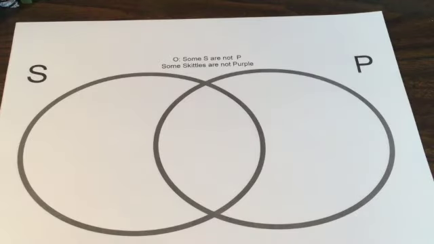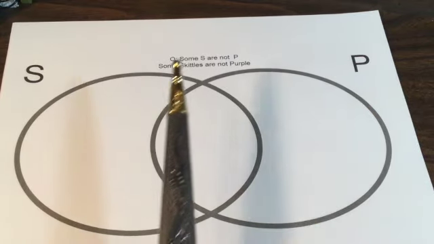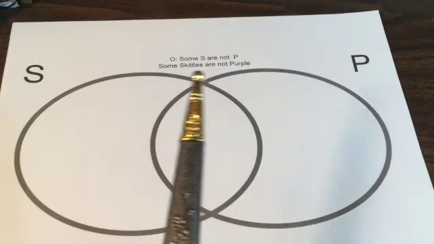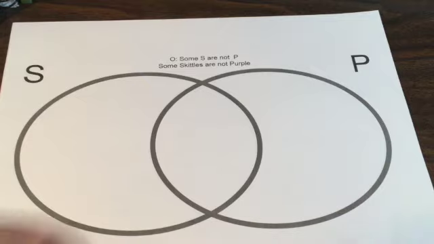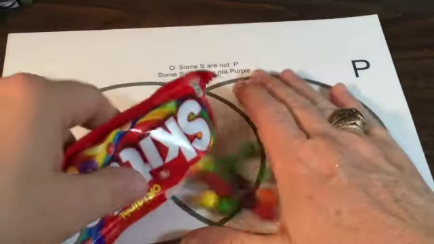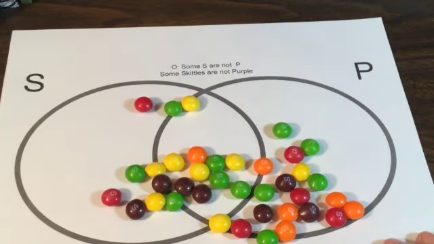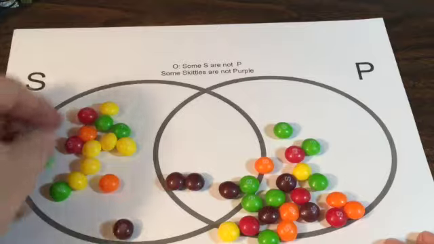And last but not least, we need to talk about the O statement. O statement, some S's are not P. Remember, categorical statements divide the world into categories and then make a statement about the relationship between the two, S and P. In our case, we're going to say some Skittles are not purple. So, once again, we get out our trusty Skittle bag. We pour out some Skittles. And sure enough, we can see that some Skittles are not purple. So we're going to take all the not purple Skittles and we're going to put them over there.